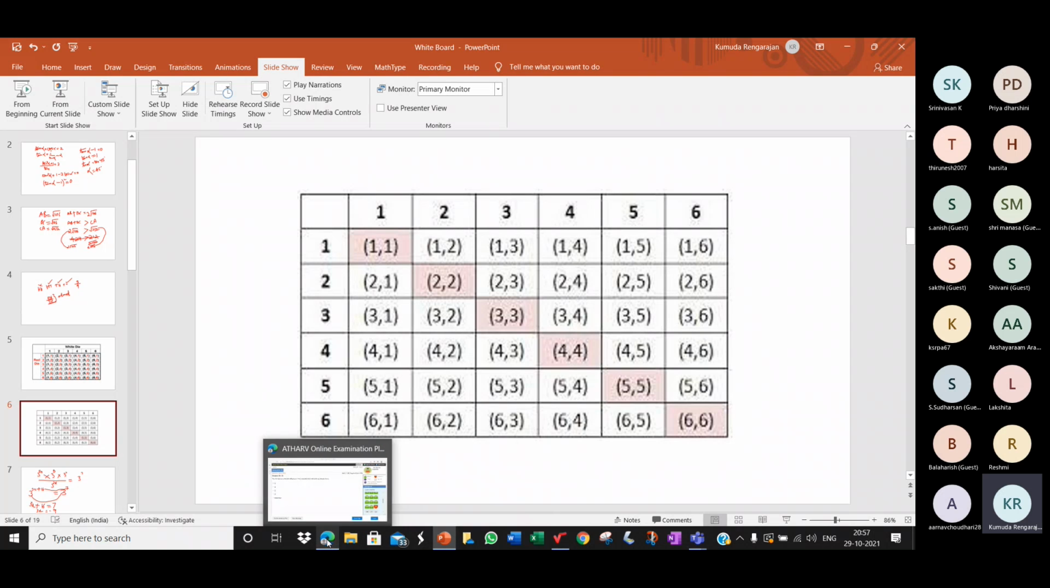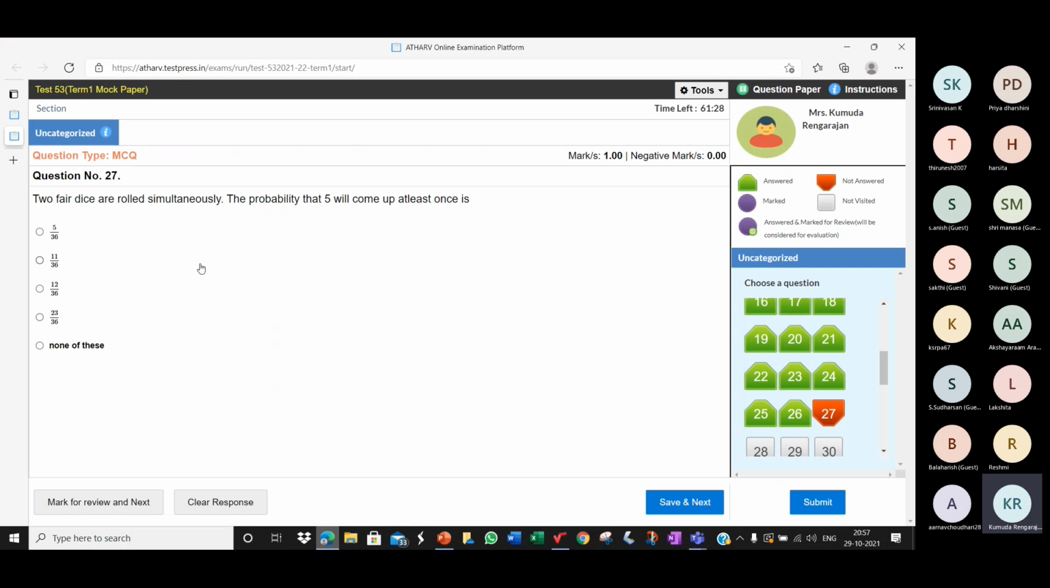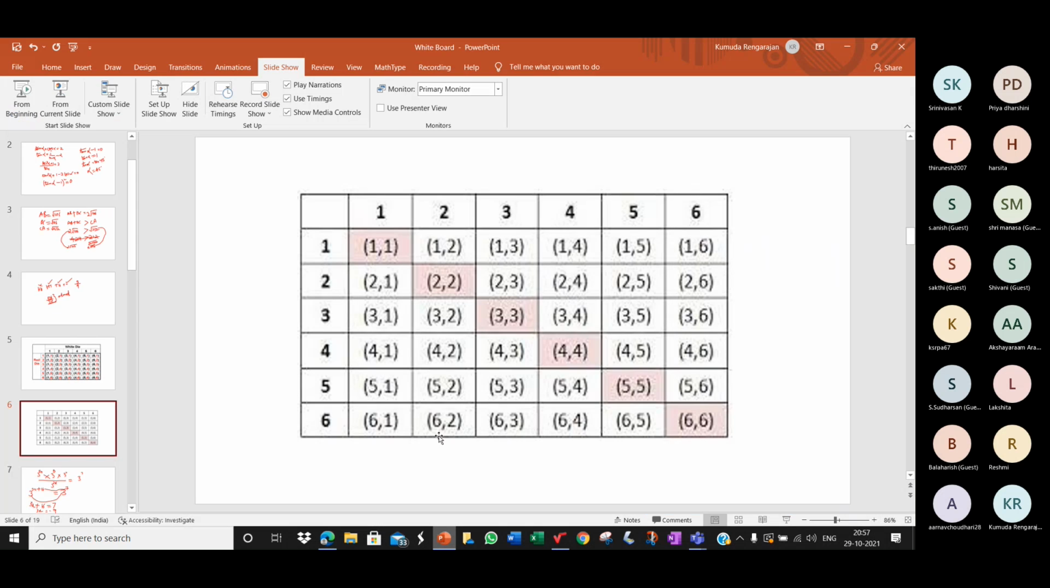And now we'll answer this question and wind up today's session. 2 fair dice are rolled simultaneously. The probability that 5 will come up at least once is. So you want 5 at least once. That's what you wish to happen. So let's count where all we get 5. At least once means once or more than once. That means you should get 5 on one die or both the dice.